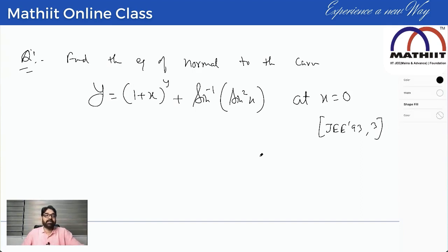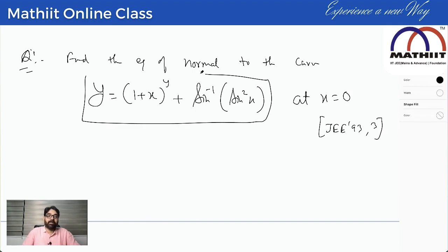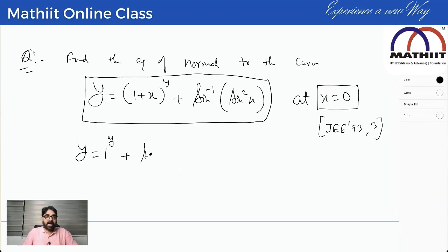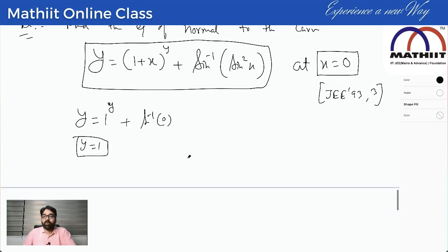Normal equation, chalo, take it here. Curve equation is present. We don't have to do anything. Point of tangency is partially given. I need it in full, so I will put x equal to 0 here. So y equal to 1 power 0, y plus sine inverse of sine 0, which means 0. Sine inverse 0 is 0, and 1 power y is 1. So y equal to 1. Now I got the full coordinate.